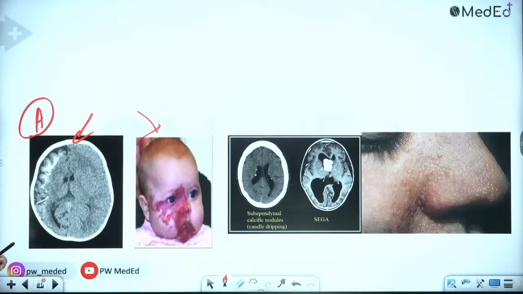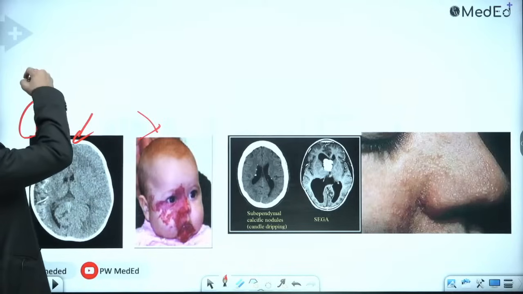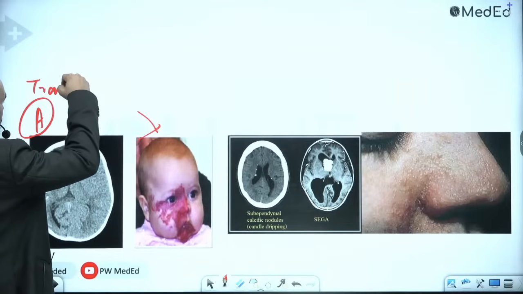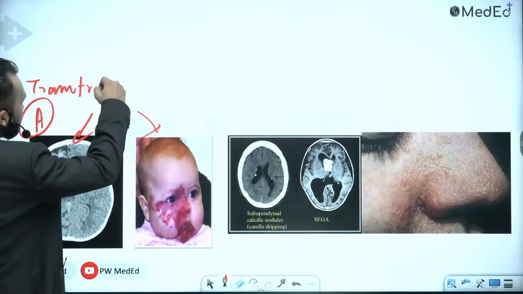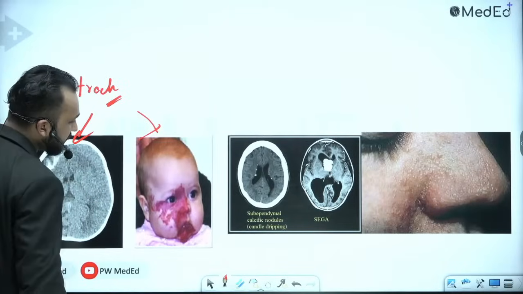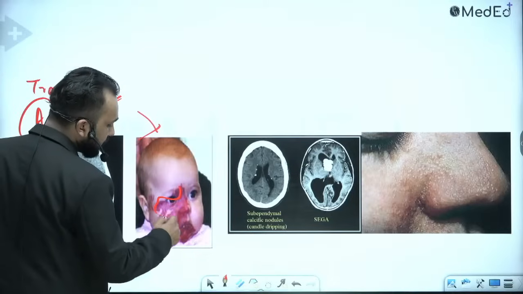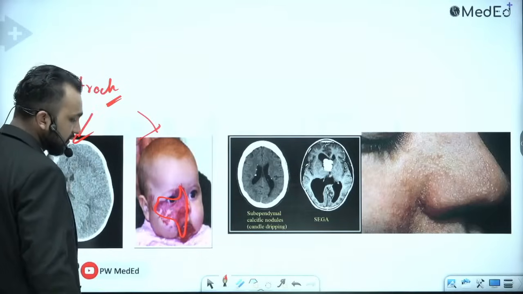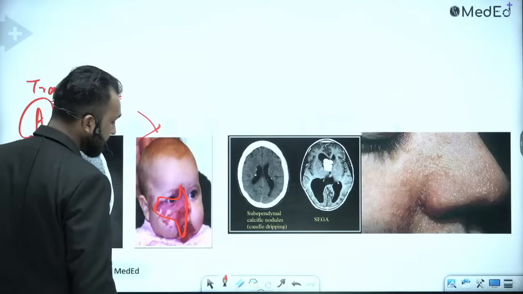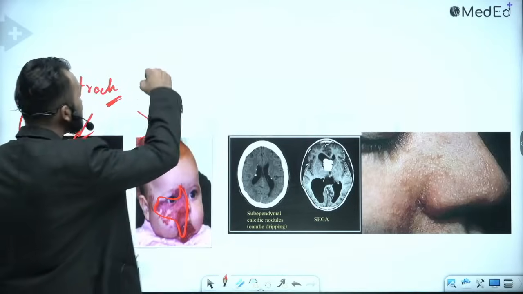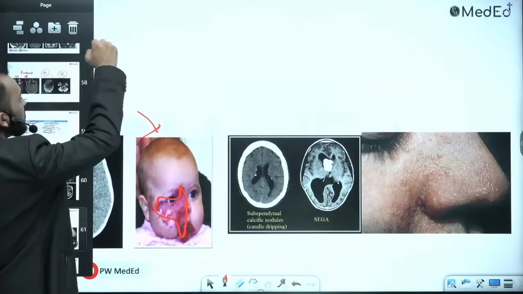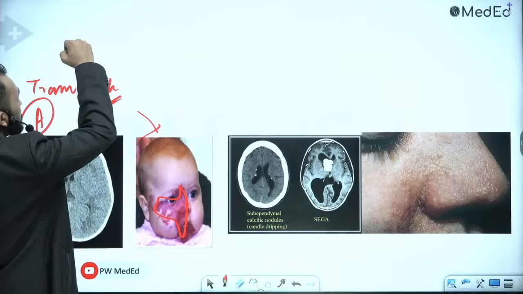So in the first case, we can see that there is tram track calcification, and there is port wine staining of the face, and this is seen in a patient with Sturge-Weber syndrome.